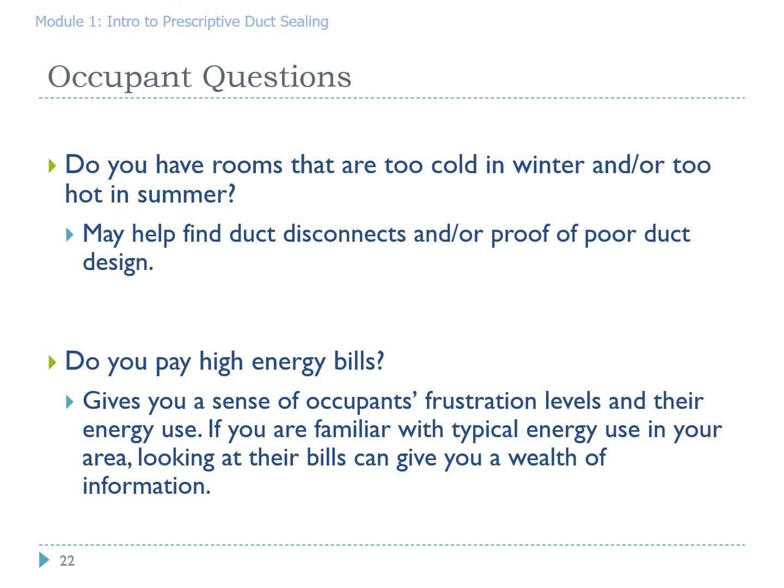While the homeowner might not be a technical expert, they do know something about living in their house. Always start with some questions. Ask if they have rooms that are too cold in winter or too hot in the summer. It might be a good way to find a disconnect. Hey, I know why your master bedroom is not comfortable. It has a disconnect going to it. Or it might be proof of poor duct design, in which case you might want to design and install a new duct system to assure comfort.